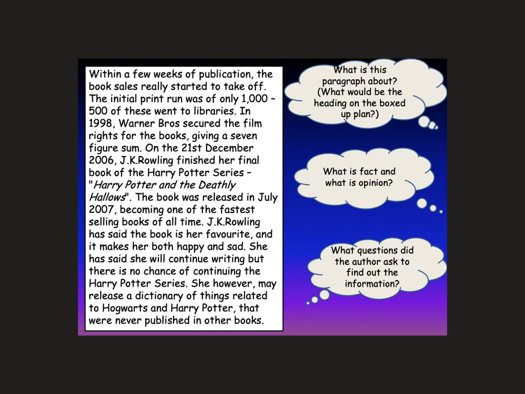On the 21st of December 2006, J.K. Rowling finished her final book of the Harry Potter series, Harry Potter and the Deathly Hallows. The book was released in July 2007, becoming one of the fastest selling books of all time. J.K. Rowling has said the book is her favourite, and it makes her both happy and sad. She has said she will continue writing, but there is no chance of continuing the Harry Potter series. She, however, may release a dictionary of things related to Hogwarts and Harry Potter that were never published in other books.